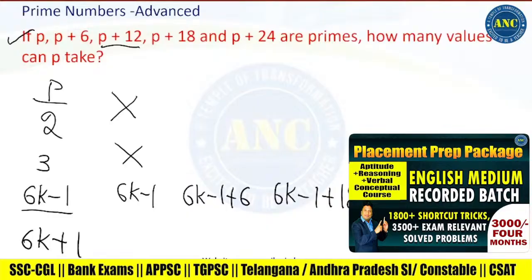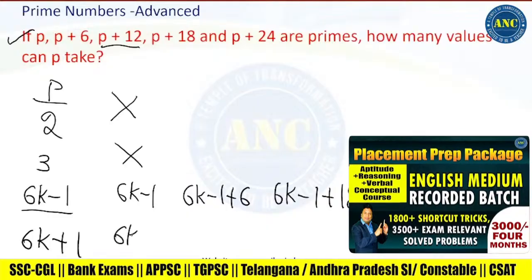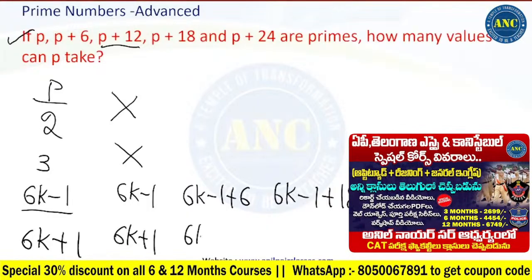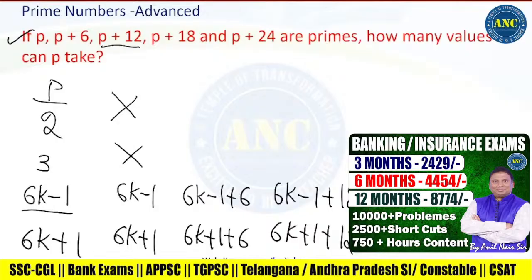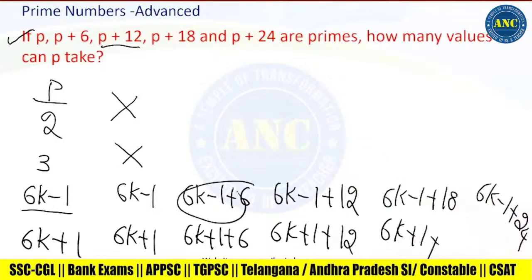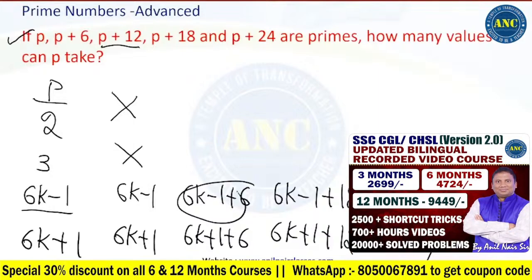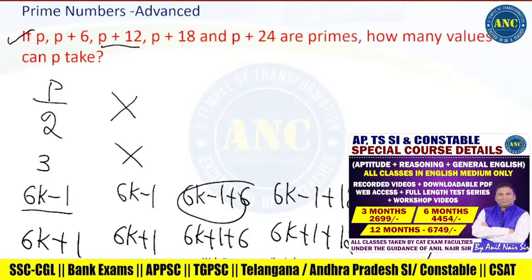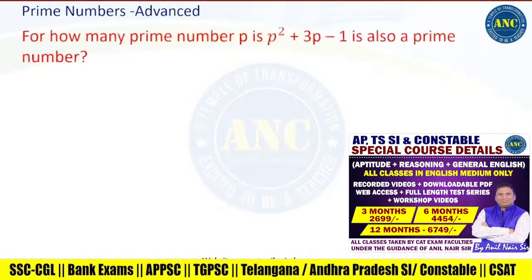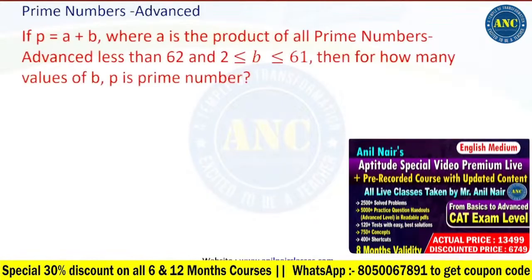So this is nothing but 6k plus 1, 6k plus 1 plus 6, 6k plus 1 plus 12, 6k plus 1 plus 18. These 6k plus 5 when divided by 6, remainder 1. Check if more than one value satisfies. If more than one value satisfies, the answer is nothing but countable infinite. This question also we solved.